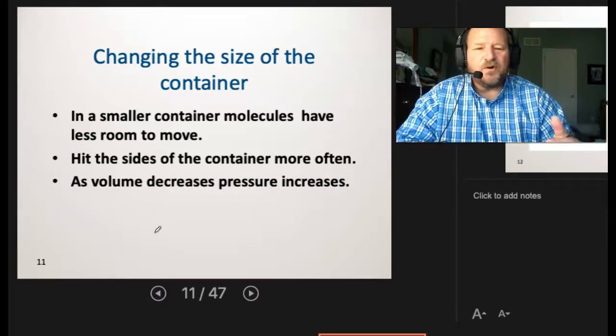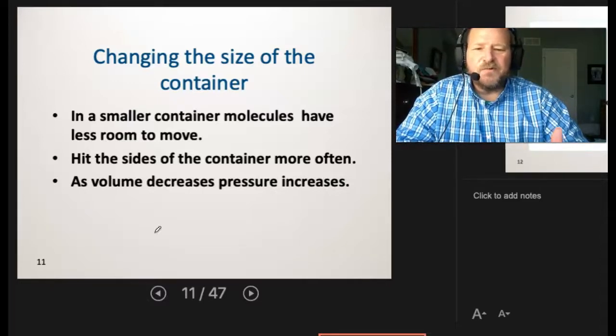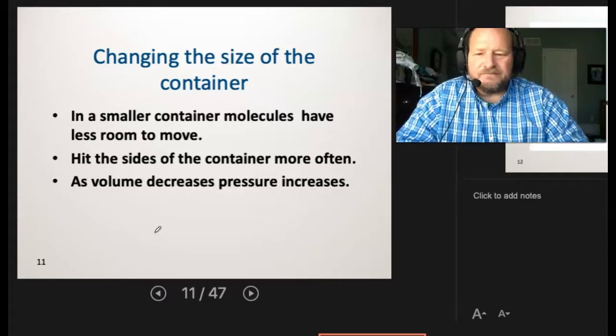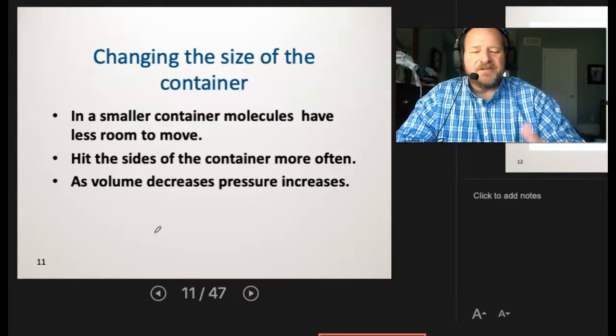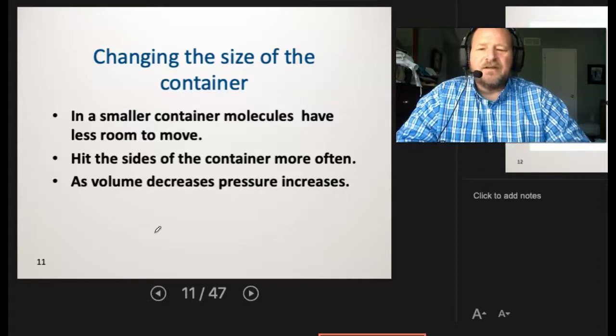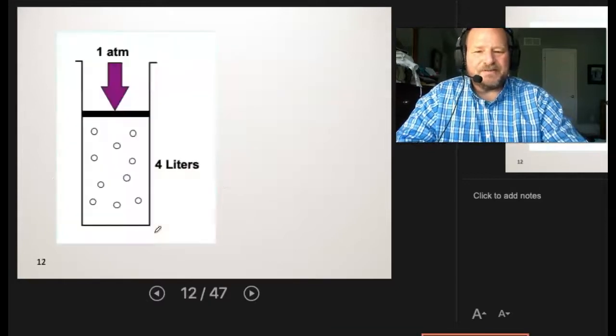If I put more and more cars into the parking lot and somebody comes flying through, they're more likely to hit somebody else, right? Same thing here. The molecules are moving around, and if I have more of them, then they're more likely to hit the wall of the container, and that would register as pressure, okay? If I take cars away, then of course there's less things to possibly run into, and so we'll see a decrease in the pressure. So as the volume decreases, the pressure increases. As the volume increases, the pressure decreases.